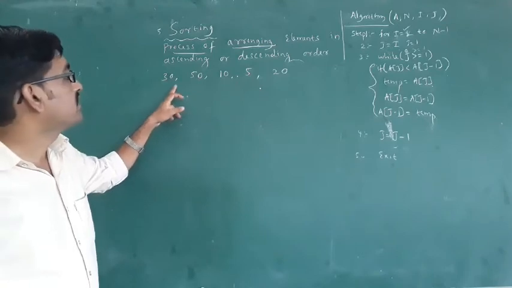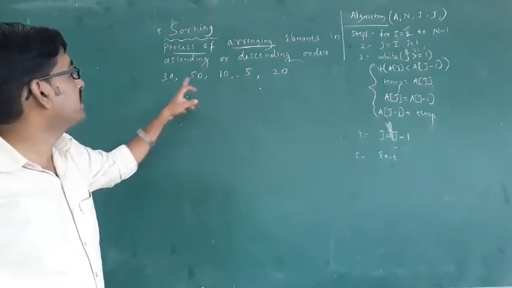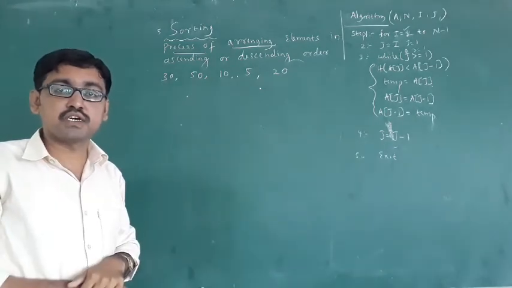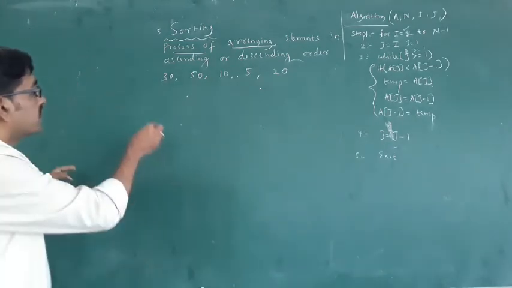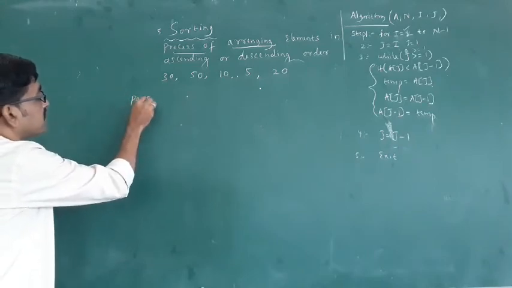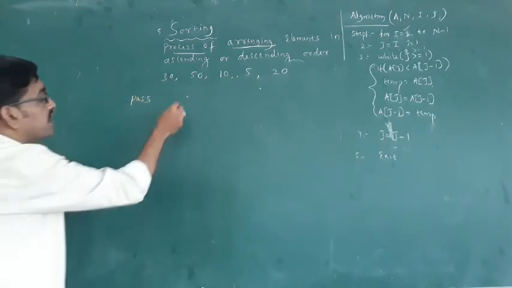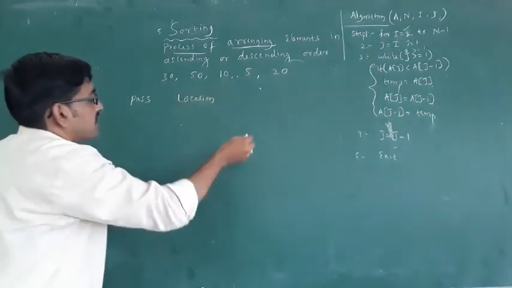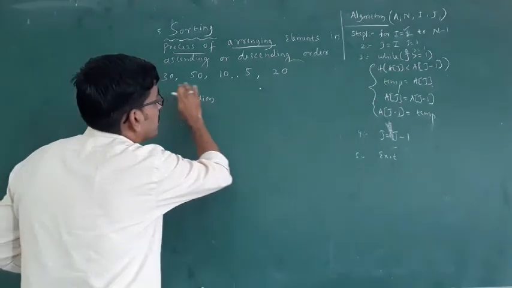After that 5, 10, 20, 30 and 50. Okay, how to solve this problem by using insertion sort? See, first you have to take a pass, then take a location, then the next take an array. Array means you have to write this array.